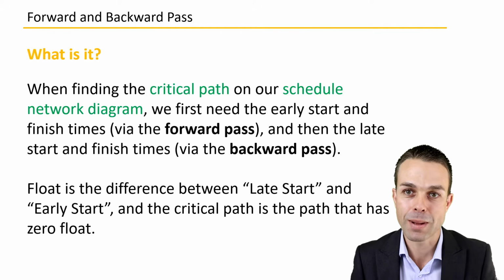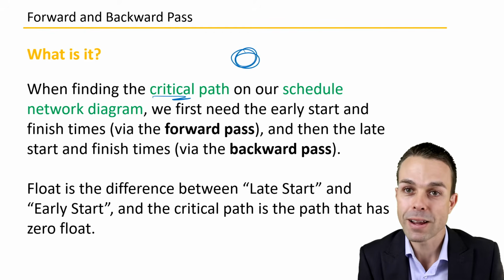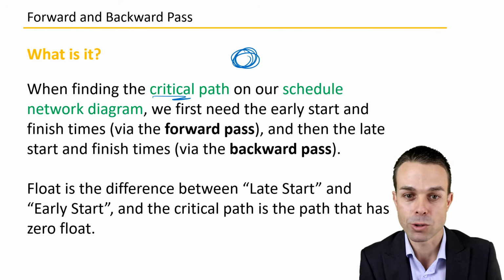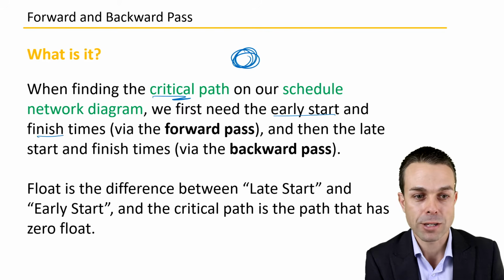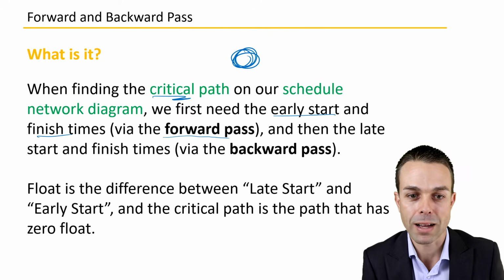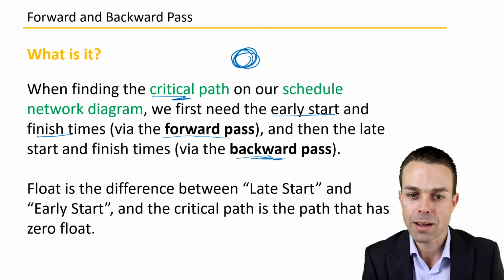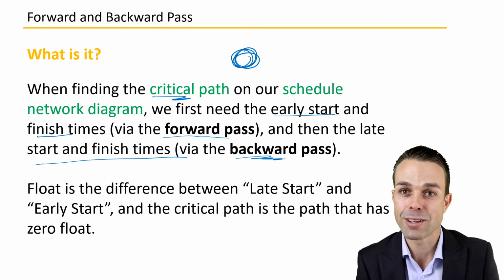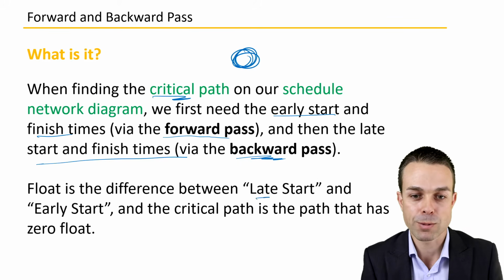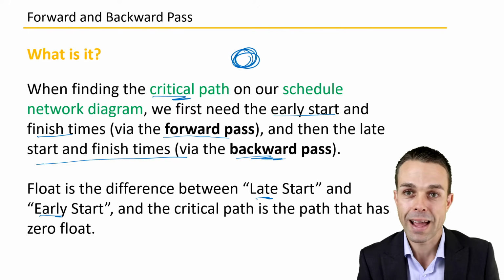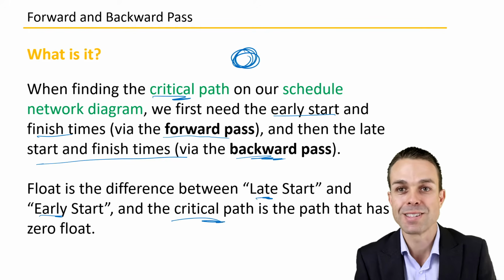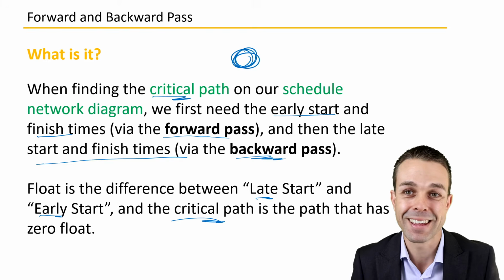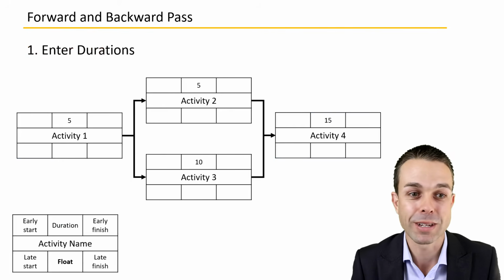So what is the forward and backward pass? How are we going to do this? Well, when finding our critical path, which is the path that has zero leeway, on our schedule network diagram that we just saw, we first need the early start and early finish times, and we do that via the forward pass. So that's our first step. Then our second step is our backward pass. That's how we get the late start and late finish times. And then to finally calculate float, we look at the difference between the late start and the early start. And the critical path ultimately is the path that has zero float on all of those activities. Now, even though that's quite a little bit to take in, the best way is to go through an example, and this will really help.